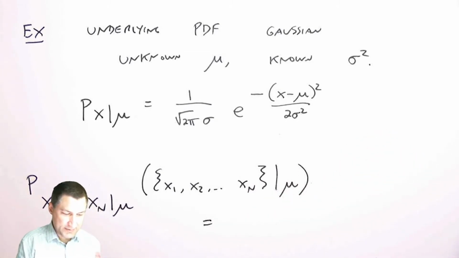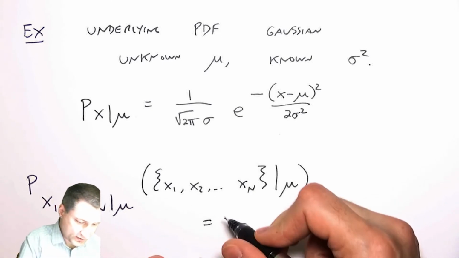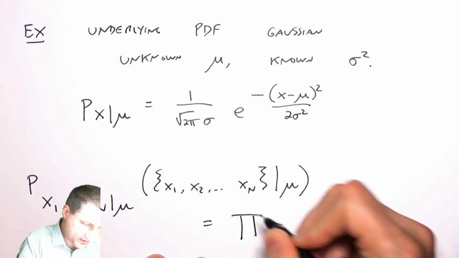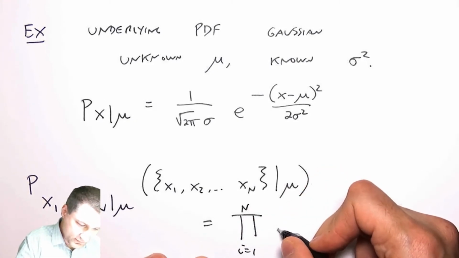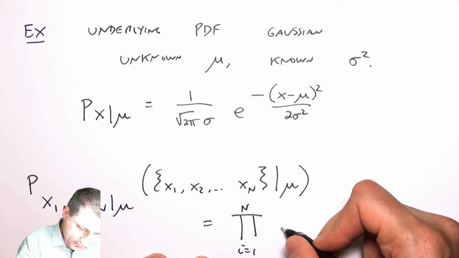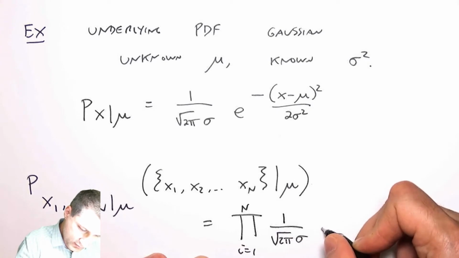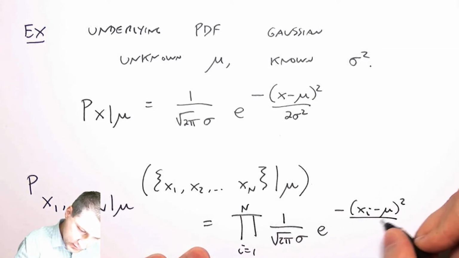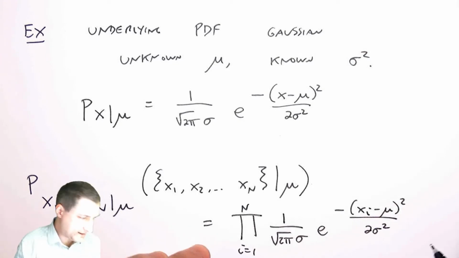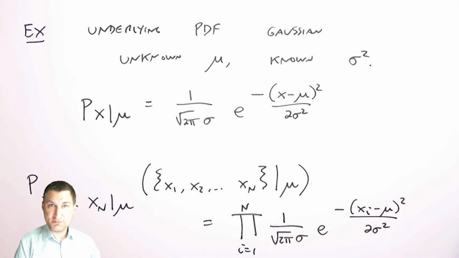Well, I'm going to assume that each of these probabilities is independent, right? That picking x2 has nothing to do with how I picked x1, right? So I'm going to get the product of all of these individual PDFs, and each of these is going to be equal to this number. Okay. And now what I want to do is I want to maximize this with respect to mu.